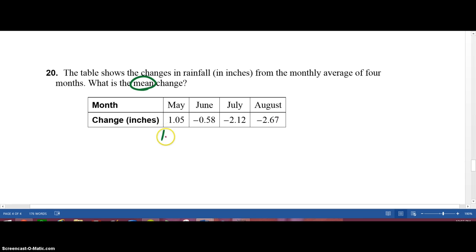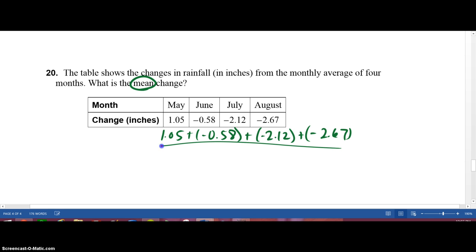So when I add up 1.05 plus negative 0.58 plus negative 2.12 plus negative 2.67, I take that sum, divide by 4. When I add all of that up, my numerator should be negative 4 and 32 hundredths. I'm still dividing that by 4. Now when I actually found my sum for my numerator, I combined all my negatives first, and then I only had one positive, so I was able to find the difference there. I knew my numerator should be negative because I have more negatives than positives here.